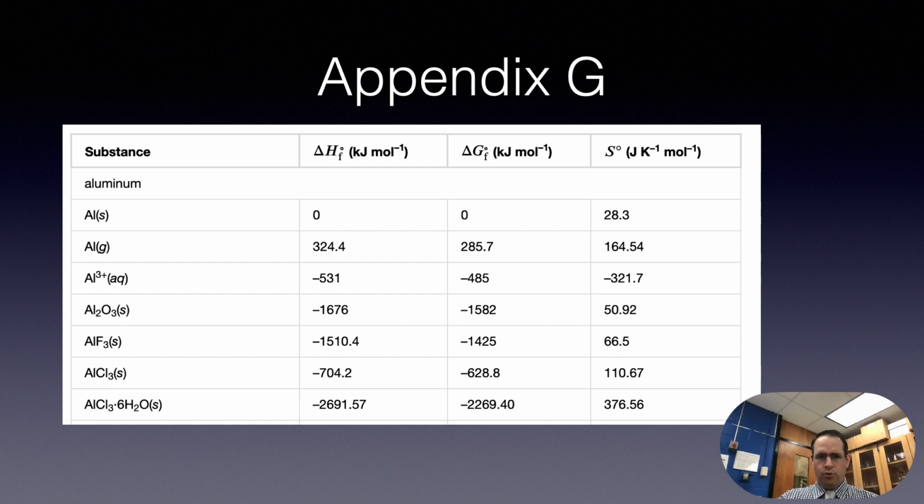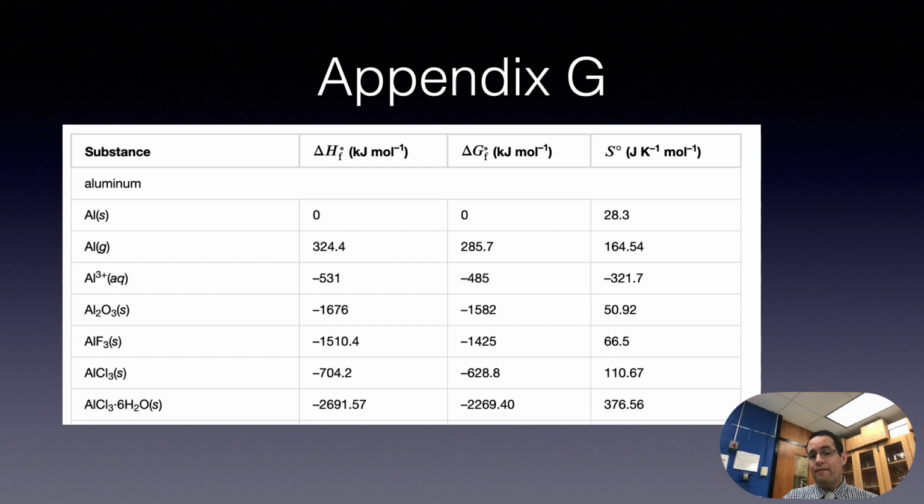And the other thing I want to point out is that you want to watch out for states, okay? Aluminum solid is 0, but aluminum gas is 324.4, okay? So when you're looking at a chemical reaction, it's critical to use the appropriate state. A balanced chemical reaction that's given to you is always going to have a letter next to it, aqueous or gas or liquid or something, to tell you what state we're talking about. So make sure you get the appropriate number from the table, all right? And that's all I wanted to show here.